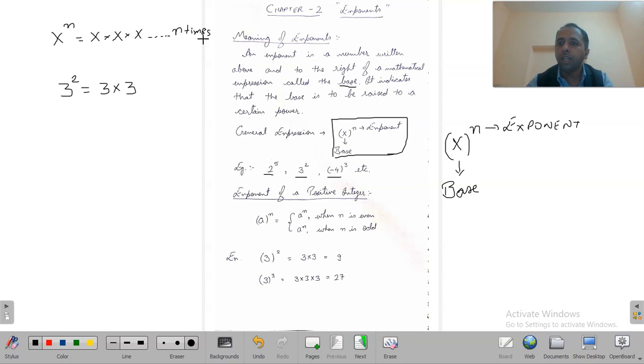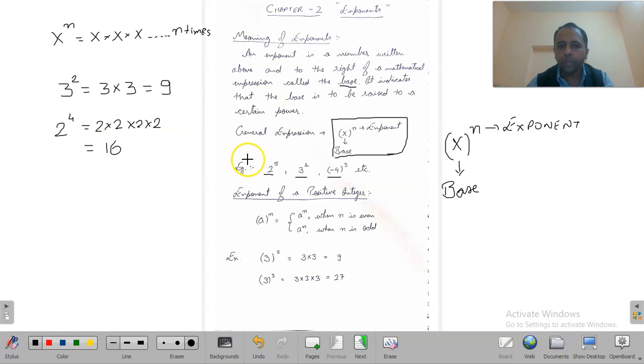So this is how we will calculate the value of an exponent. 3 to the power 2 will be 3 multiplied by 3, that means it is 9. Another example, 2 to the power 4. It will be 2 multiplied by 2, multiplied by 2, 4 times. So it will have the value 16. In this way we calculate the value of an exponent.